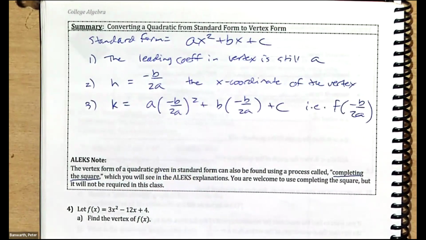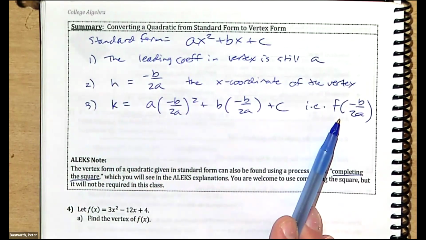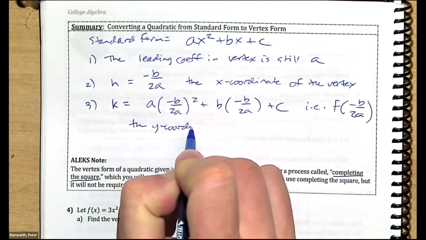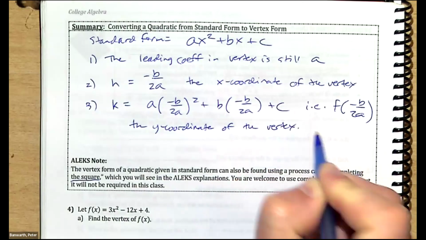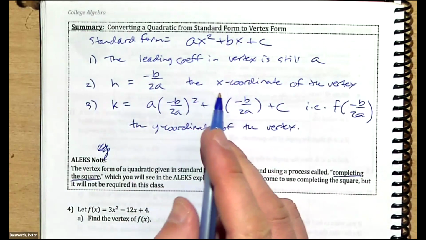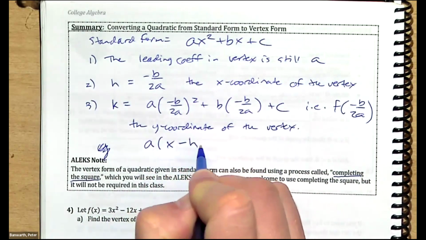Right? That's just like if I said, what's f of 3? You plug it in, and it tells you what f of 3 is. Here I say, what's f of h? You just plug it in. So this is the y coordinate of the vertex.